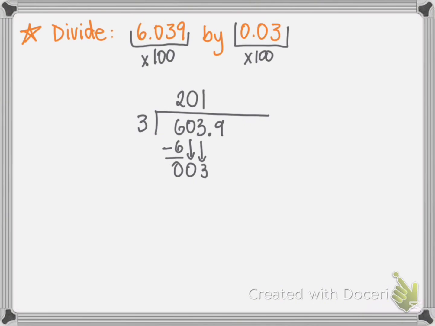3 divided by 3 is 1. And then we have the decimal point, so we have to bring that up. We put it in our answer. And then we bring down the 9. So 9 divided by 3 is 3. And that's our answer. So remember, you cannot have decimals in the divisor, so you have to multiply by a power of 10 to get rid of it.